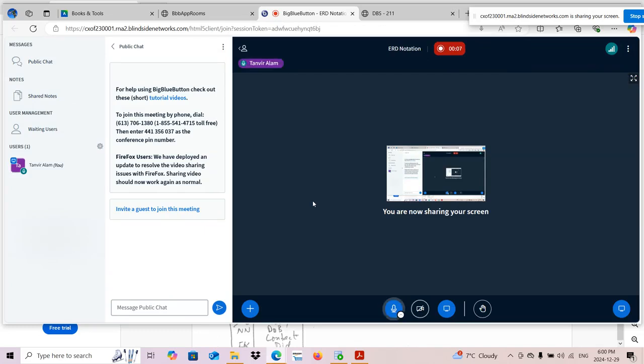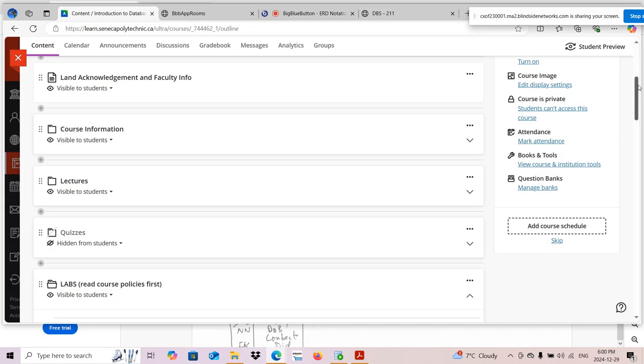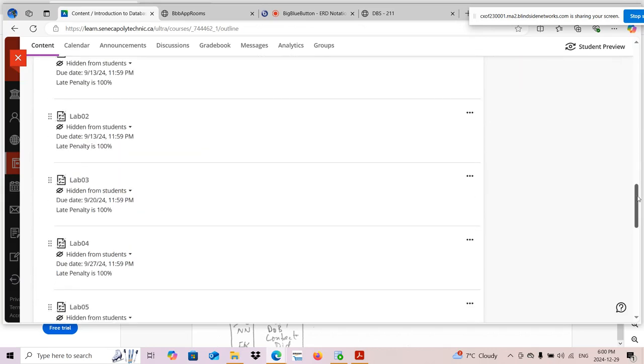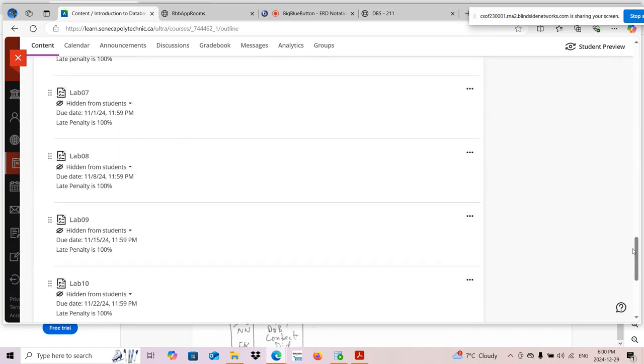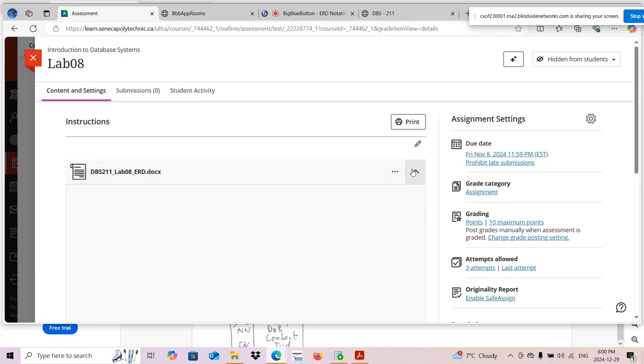In this session, we're going to discuss especially the notations of entity relationship diagram. Okay, so let me get to the ERD lab, which should be one of these.